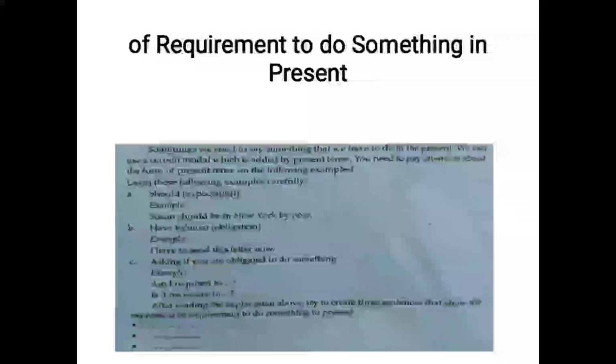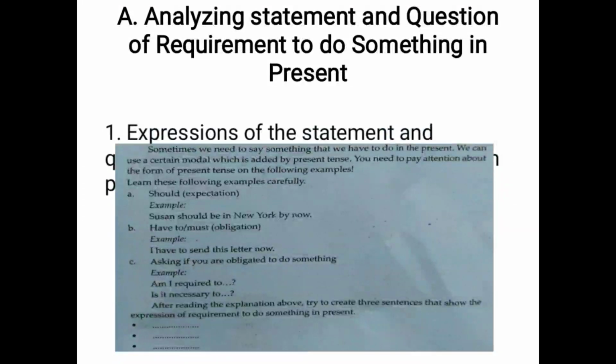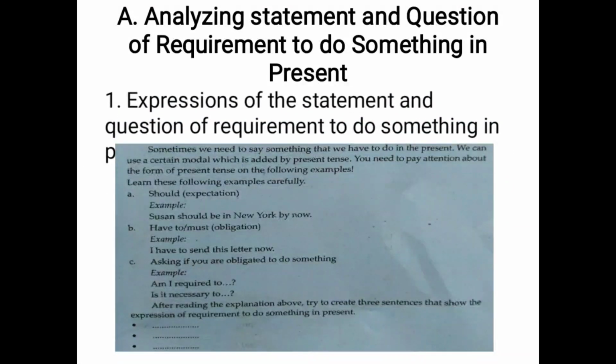For the first point, analyzing statement and question of requirement to do something in present. First, expressions of the statement and question of requirement to do something in present. Sometimes we need to say something that we have to do in the present. We can use a certain modal which is followed by present tense. You need to pay attention to the form of present tense in the following examples. Learn these following examples carefully.